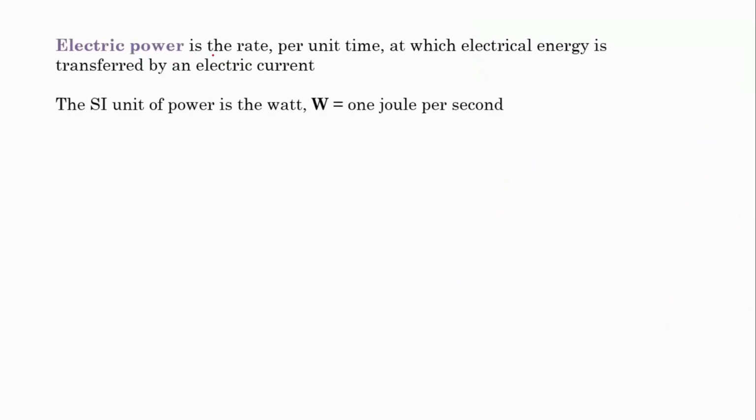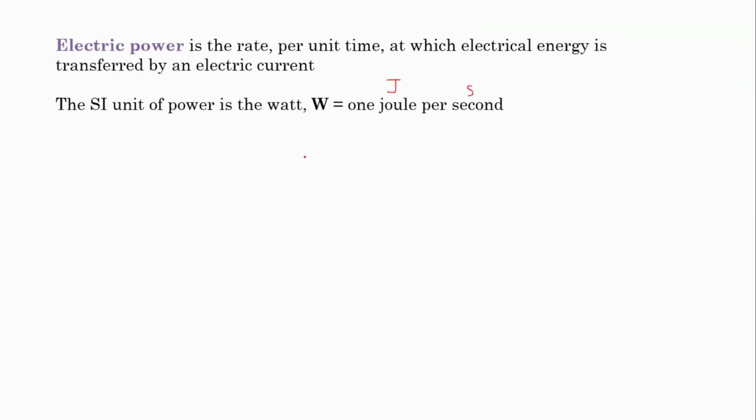So electric power is the rate per unit time at which electrical energy is transferred by an electric current. And the SI unit that we use for electric power is the watt. The watt is equivalent to 1 joule per second, because remember, the unit for energy is the joule, right? So it's 1 joule per second.